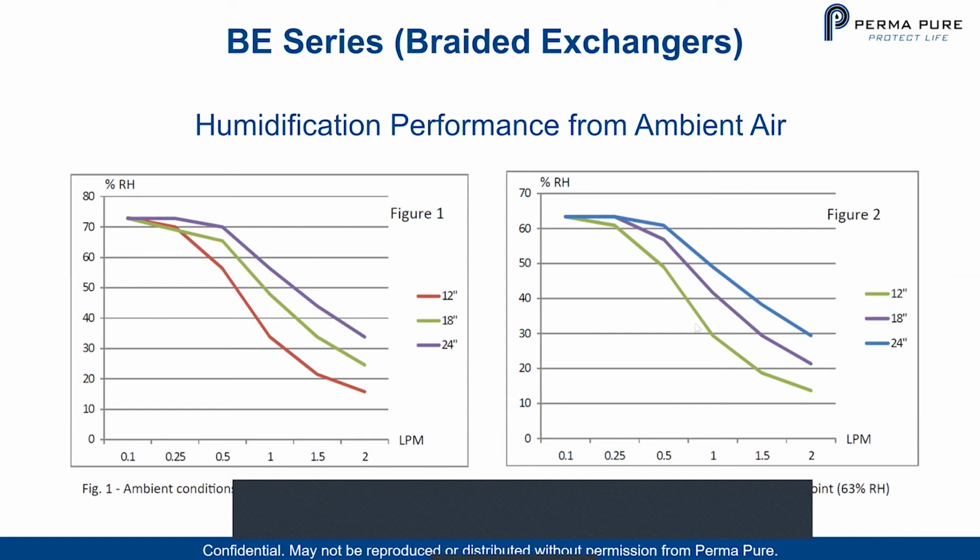And you could see that, let's look at this 24-inch again at 1 liter a minute. You're also down to 45% relative humidity from starting out at 63%. So it is very efficient, and it shows you can capture a lot of that humidification from the outside air and bring it into a gas stream using a BE.